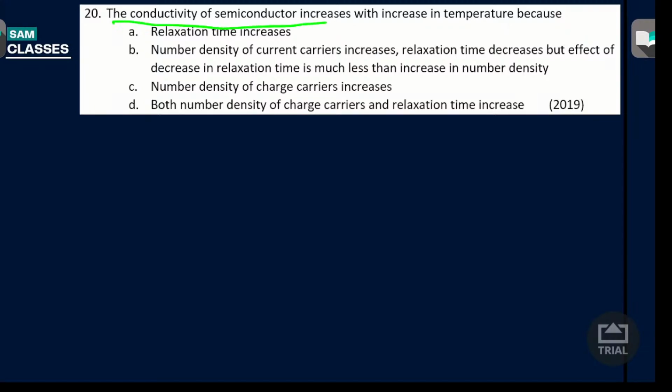Now see here everybody, the conductivity of the semiconductor increases. So conductivity is increasing with increase in temperature. Okay, so you have increased the temperature, conductivity has increased. Now what is the reason for that? Now what happens? What do you mean by relaxation time? Just think on it.